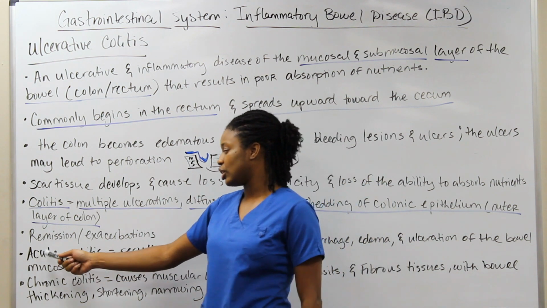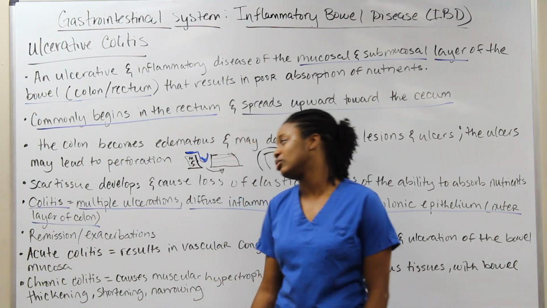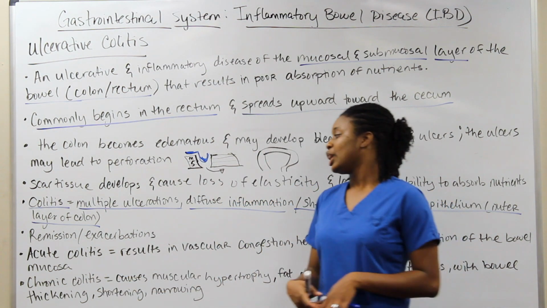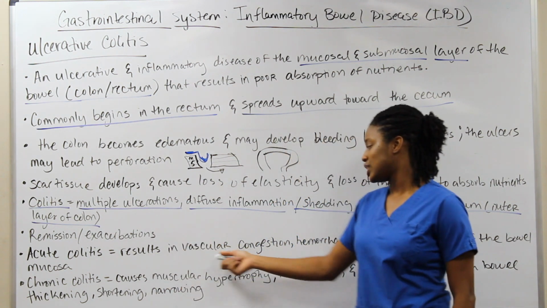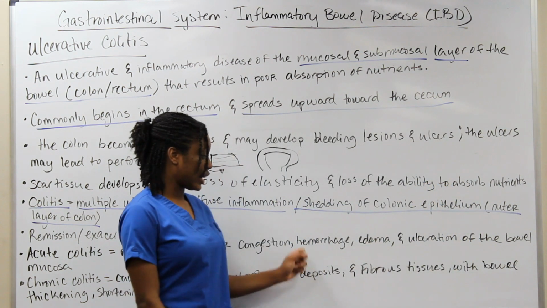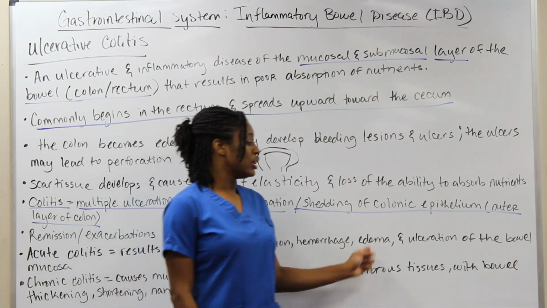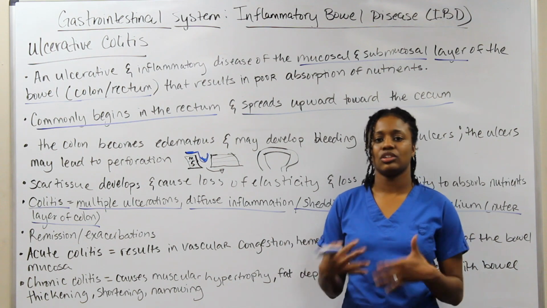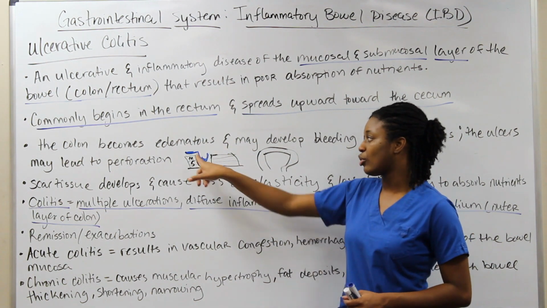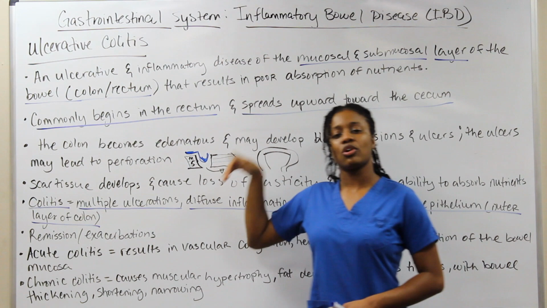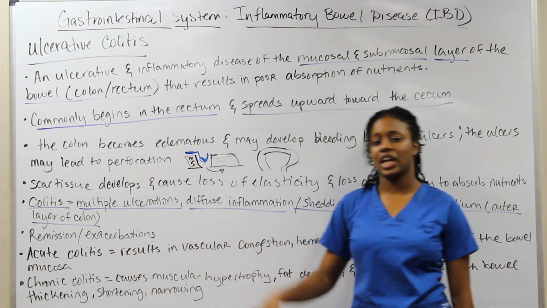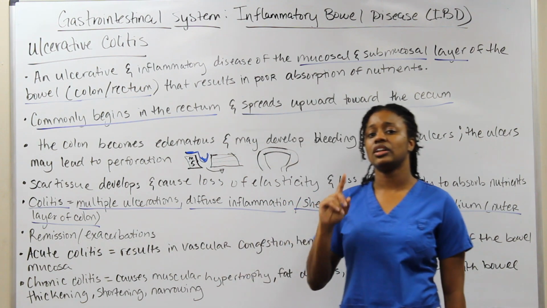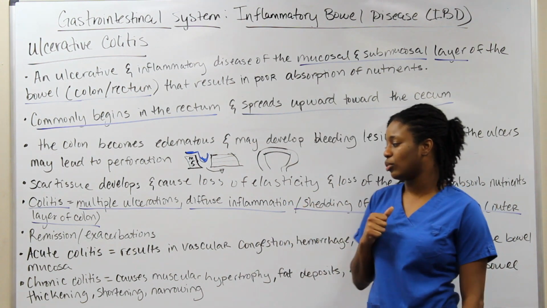Also, you have acute colitis and you have chronic colitis. Within the acute colitis, there are a few things you're going to see that are a little different from the chronic. With acute, you're going to see vascular congestion, hemorrhage, which is the bleeding I'm talking about, edema, and ulceration of the bowels. So the bowels are all going to be eroded. The mucosa is going to be damaged. The submucosa may be damaged, depending on how deep it's gone. You may see the lining is completely gone from the colon.